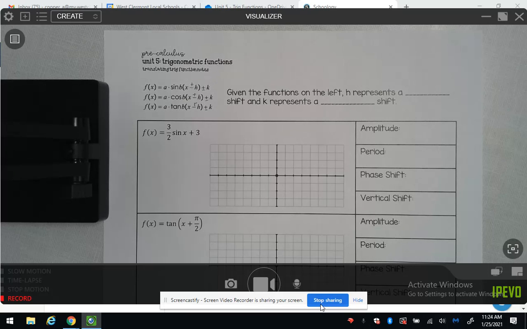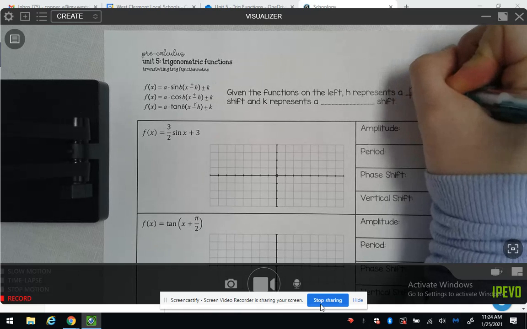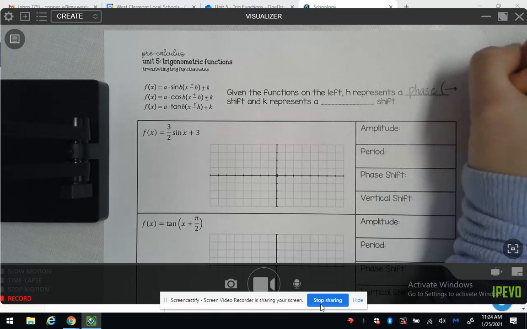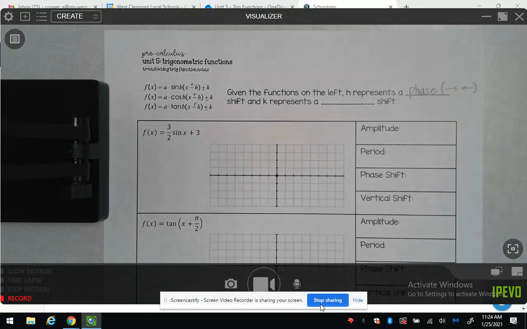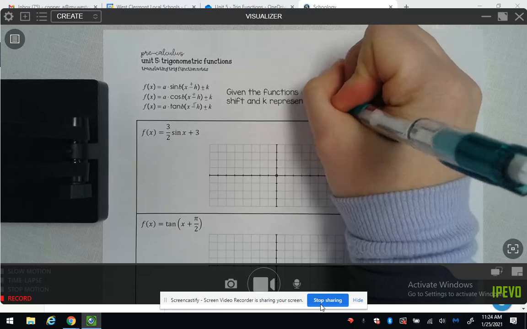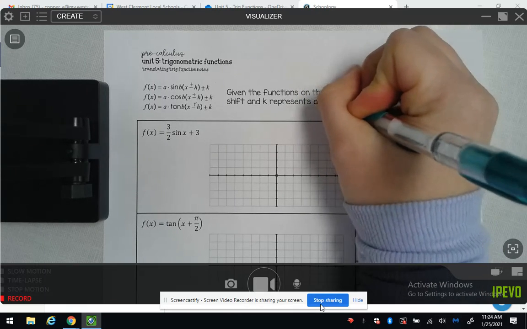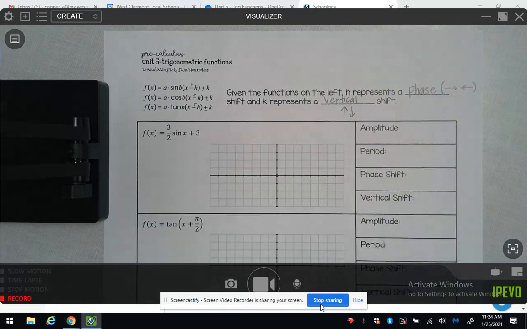Given the functions on the left, H represents what we call a phase shift, so that's a left or right, a horizontal shift. And K represents a vertical shift, either up or down, which you should remember from before. Now, when we move things, our starting point does not end up being in the same place. Anytime you have a phase shift, your starting point is going to be affected.